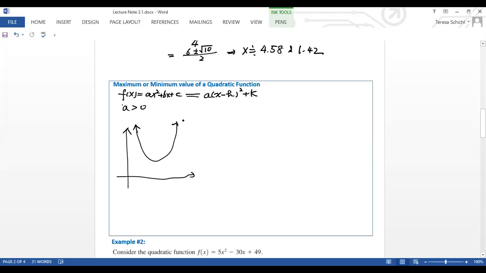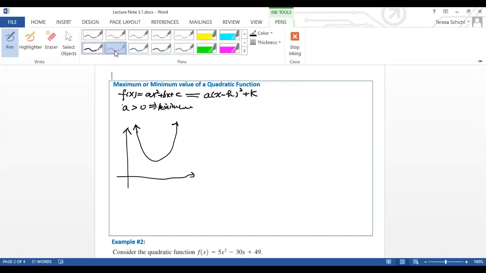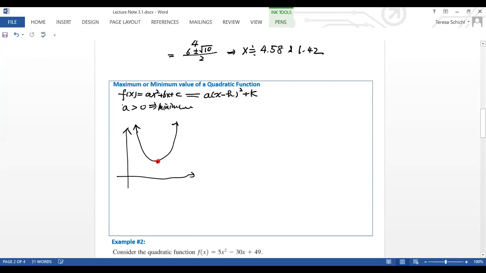If it opens up, do I have a maximum value? No, I don't, because the values continue to go to infinity. But I do have a minimum value. What is the minimum value here? Here is my minimum value, at this point. And what is this point? This point is the vertex, so the vertex here is (h, k).